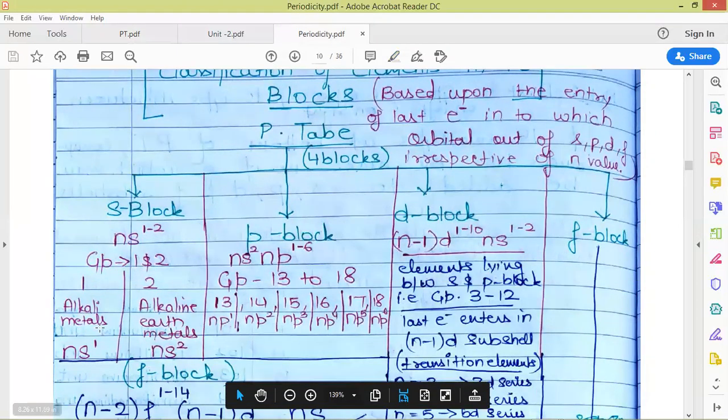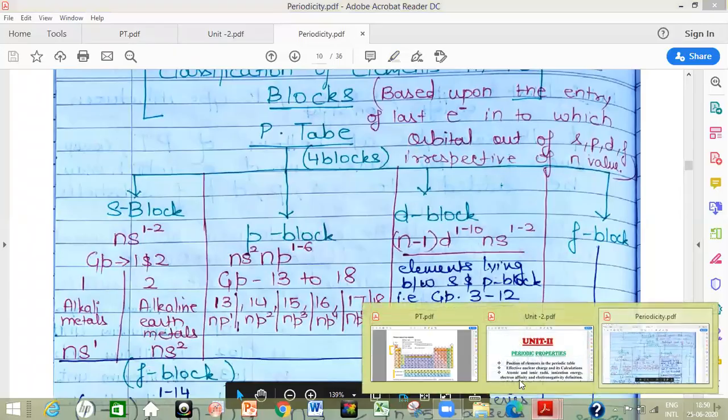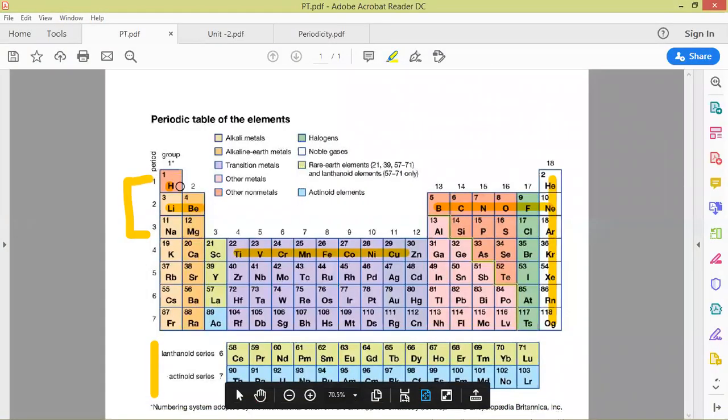Group 1 are called alkali metals, for which the outer electronic configuration is ns1. Group 2 are the alkaline earth metals, for which the outer electronic configuration is ns2, where n is the principal quantum number, or the period number. For the first group, the outer electronic configuration is ns1: 1s1 for hydrogen, 2s1 for lithium, 3s1 for sodium, 4s1 for potassium, 5s1 for rubidium, 6s1 for cesium, and 7s1 for francium. And the outer electronic configuration of the second group is ns2.